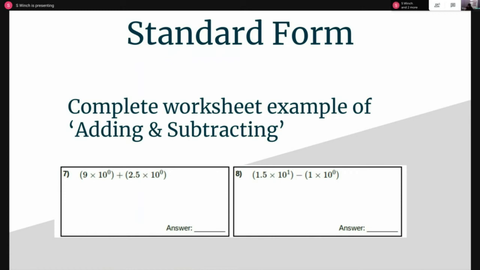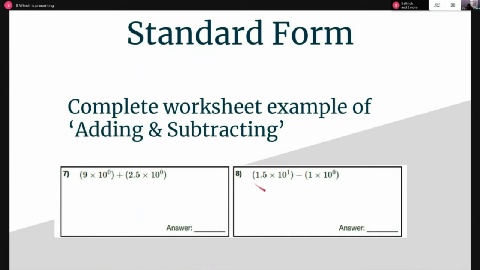But the first question, you've got 9 times 10 to the power of 0, add 2.5 times 10 to the power of 0. Of course, we know 9 times 10 to the power of 0 just to be 9. 10 to the power of 0, or anything to the power of 0, is just 1. 9 times 1 is 9. Add 2.5 times, in effect, 1. So 9 add 2.5 obviously gives us 11.5.